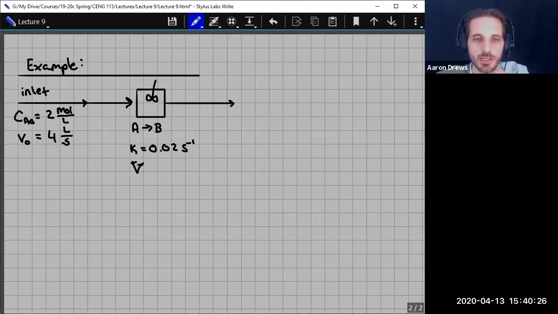The volume of our reactor, we don't know that. That's what we're going to try to figure out. So we'll just highlight that.